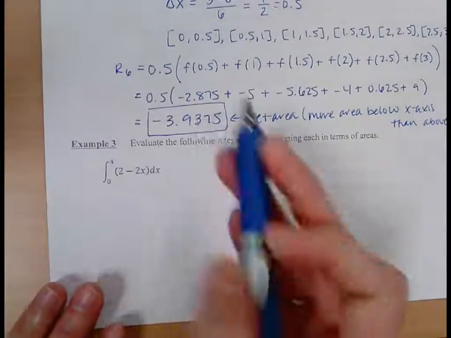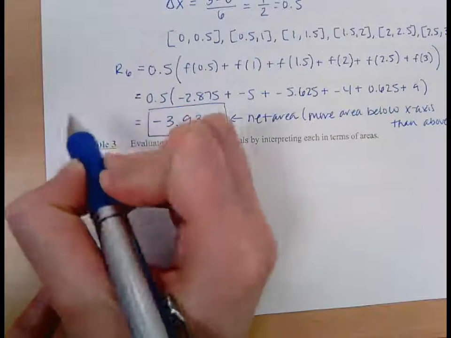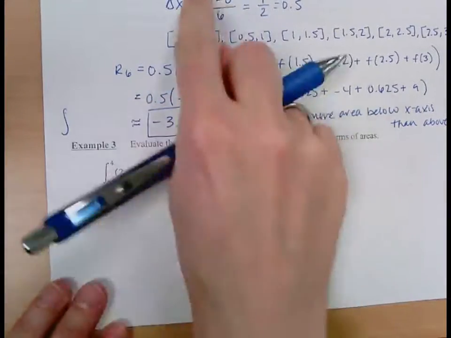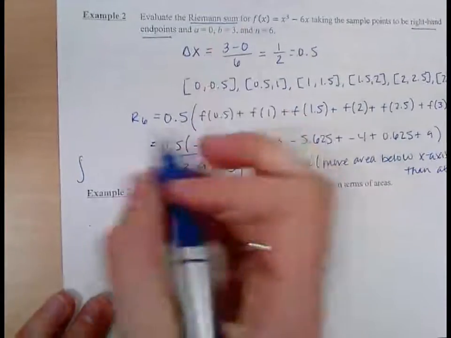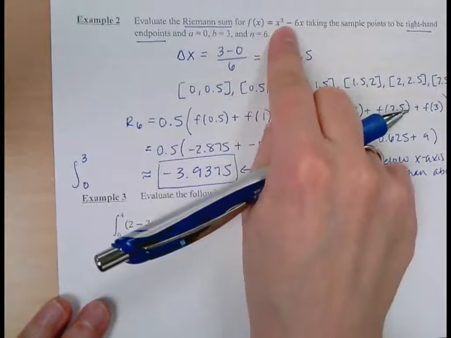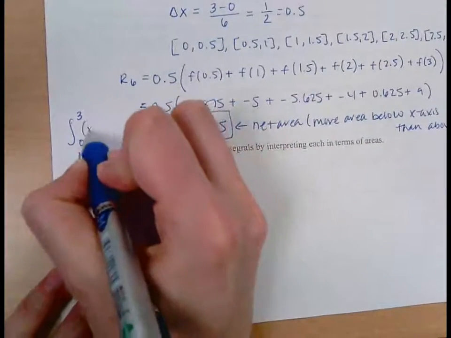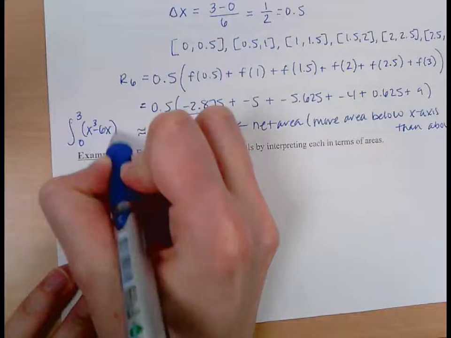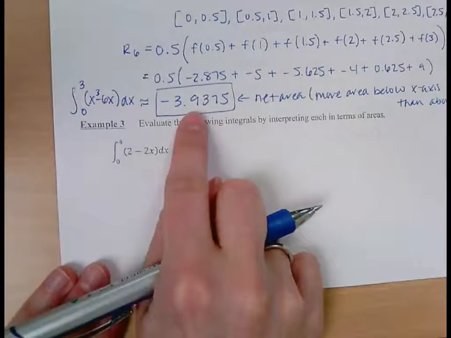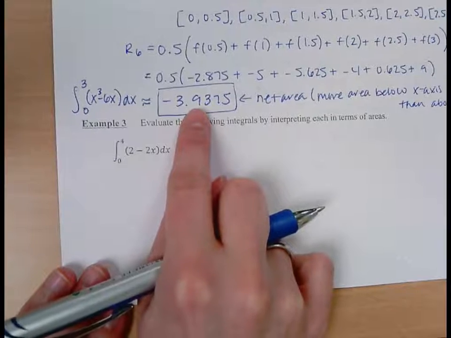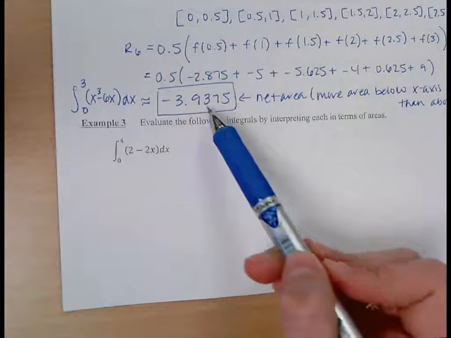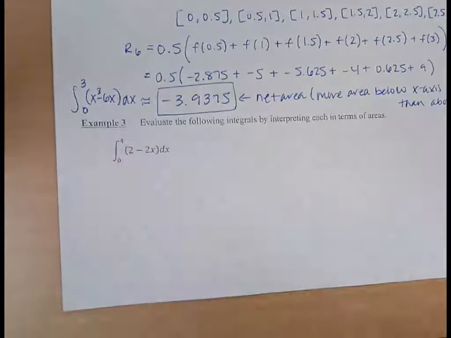that this answer is approximately the integral from a to b, which is 0 to 3, of our function, which was x cubed minus 6x, dx. So this was a Riemann sum using right-hand endpoints with 6 intervals or 6 rectangles. That is an approximate value for this integral.